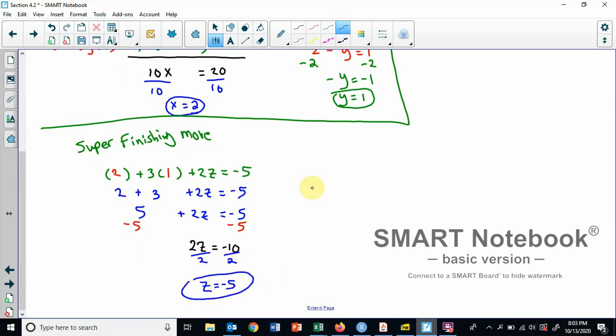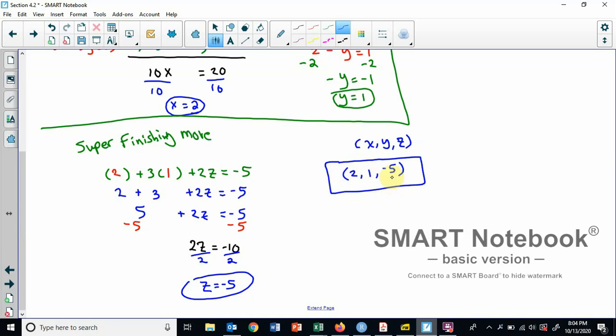Now, once again, this is going to be written as an ordered triple, not an ordered pair, because there's 3 of them, and it'll be in alphabetical order, x, y, z. So let's see. So 2, 1, and negative 5. Put them in the correct order. So there, we have finished it. Now, there is our answer right there, 2, 1, negative 5.